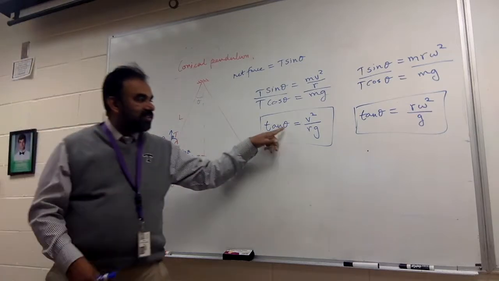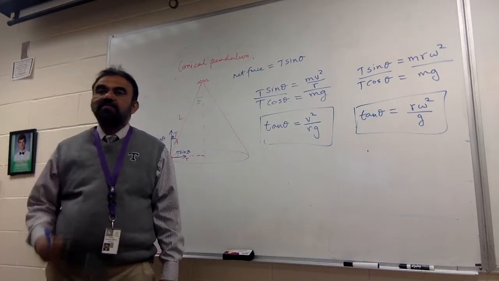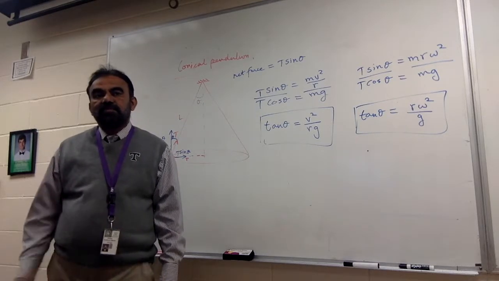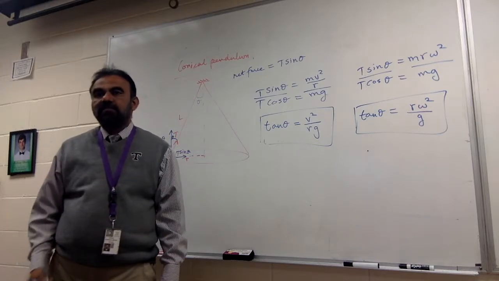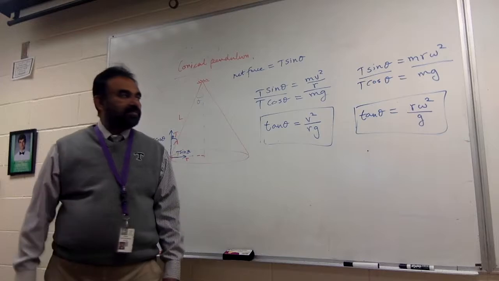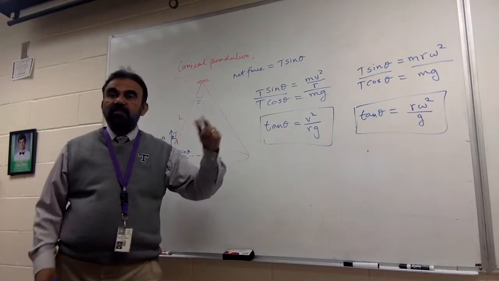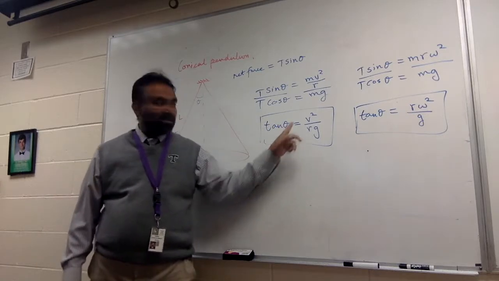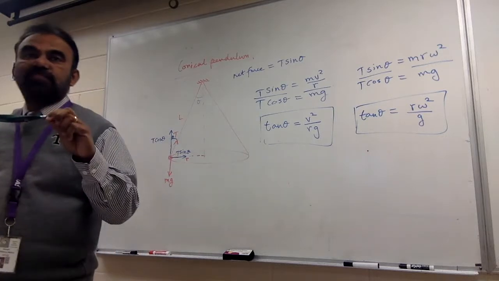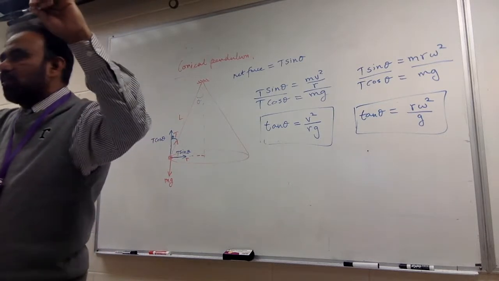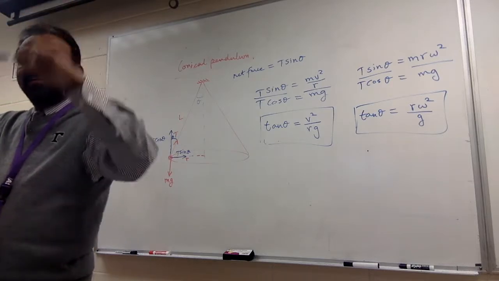Why? Because what is tan 90? Tan 90 is infinite. You're right. So if you want this to be infinite, then your speed should be infinitely fast. The speed should be infinitely fast to make it perfectly horizontal. You understand? Why can it not be perfectly horizontal? Because the weight is acting down, so it has to sag.